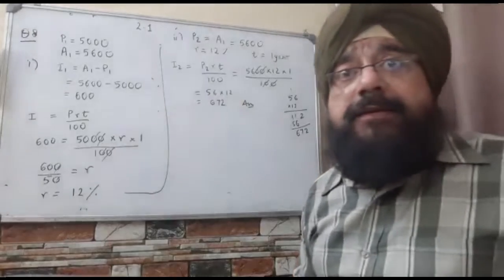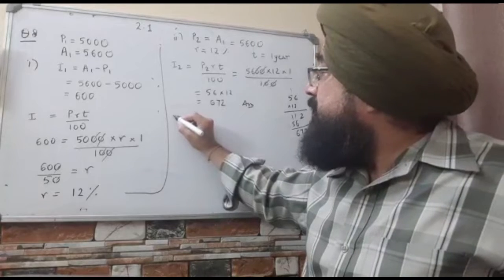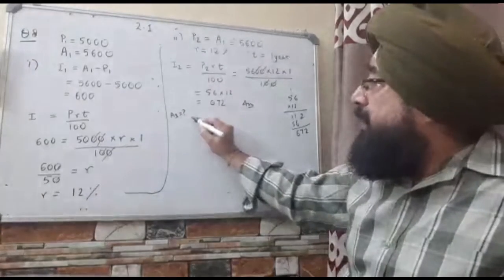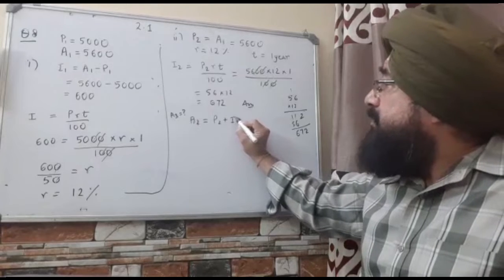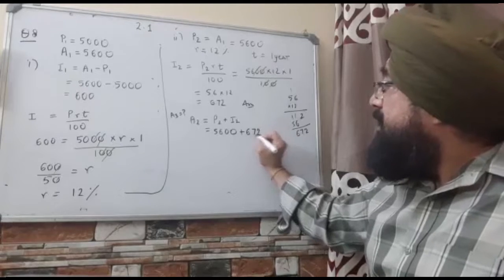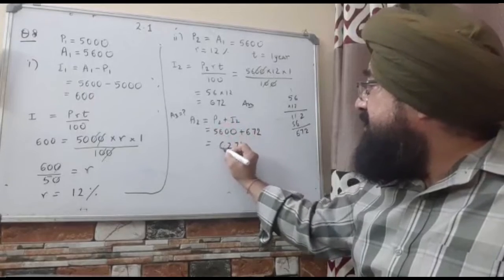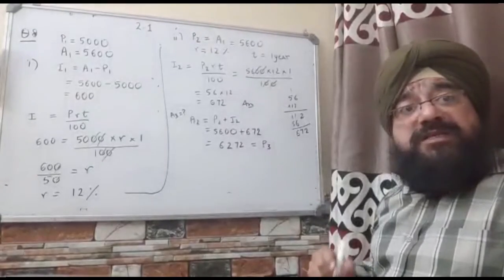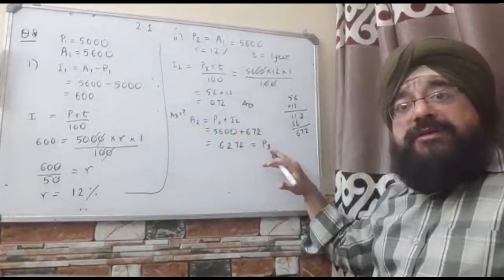And then, yes sir, I have to calculate the amount at the end of the third year. So first of all, I need to calculate my A2. A2 will be P2 plus I2. That is 5600 plus 672. And that makes it 6272. A2 will become your P3. Whatever is the amount at the end of the second year will become the principal for the third year.